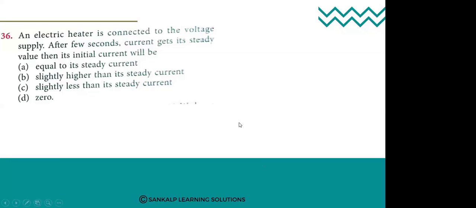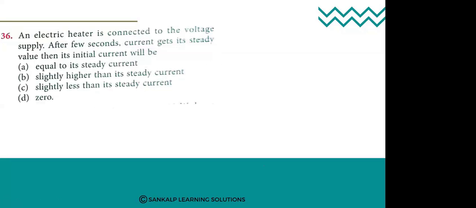So steady current means what? That is, it is nothing but the DC current that does not change its intensity. Okay. So that is called the steady current. So here option B is the right answer. The initial value is slightly higher than its steady current.